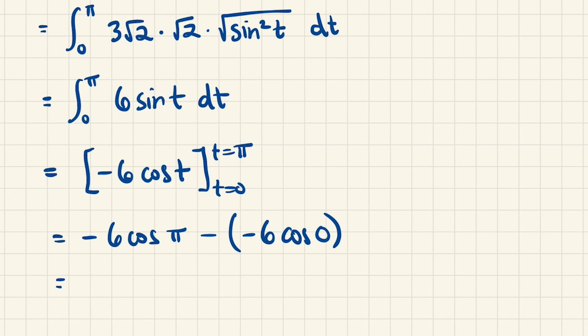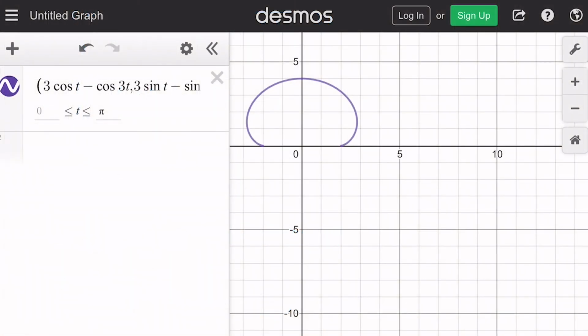Cosine of pi is negative 1, so this becomes positive 6. Cosine of 0 is positive 1, so we get plus 6. And the final answer is exactly a length of 12. So if you guessed about 12, then nice job. You're right.